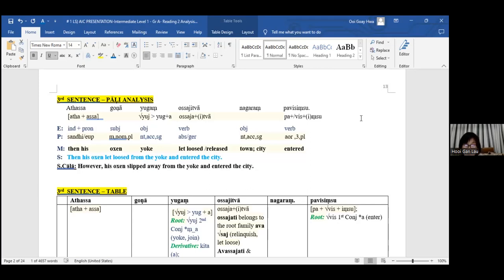Nagaram means town or city. So it's an object. So it's neuter, accusative, singular. Pavisimsu means entered. Entered is a verb, aorist, meaning past tense, third person, plural. So the sentence is like this: then his oxen let loose from the yoke and entered the city. So I finished the third sentence.